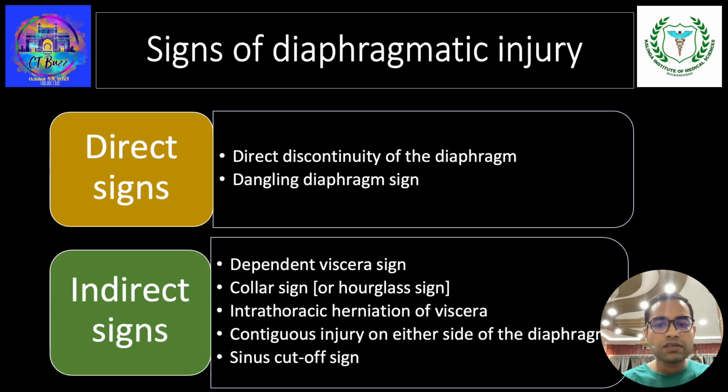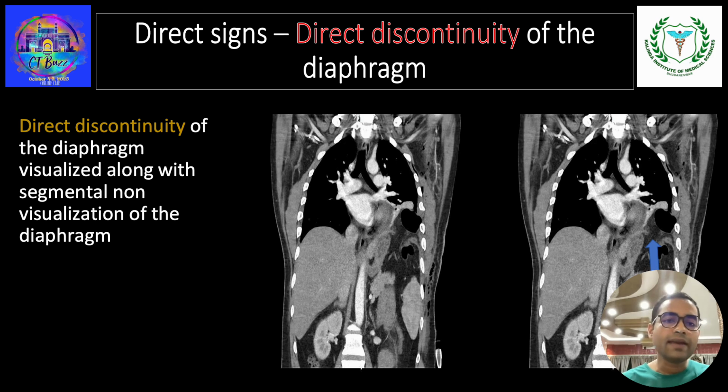Then intrathoracic herniation of the viscera can also be seen. Contiguous injury on either side of the diaphragm can be seen. Then sinus cutoff sign can be seen. Other signs could be segmental non-recognition of the diaphragm, then focal diaphragmatic thickening, and intrathoracic fluid abutting the abdominal viscera. Then direct signs. Direct discontinuity of the diaphragm is visualized along with the segmental non-visualization of the diaphragm. As you can see here in the image, there is discontinuity in the left diaphragm.